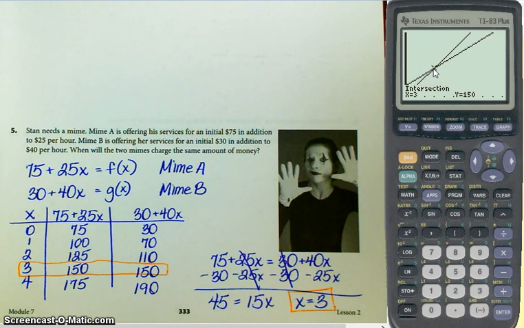Ding! Right there. So the intersection of those two lines is at x equals 3 and y equals 150. So if you hire either mime for 3 hours, you are going to pay $150.